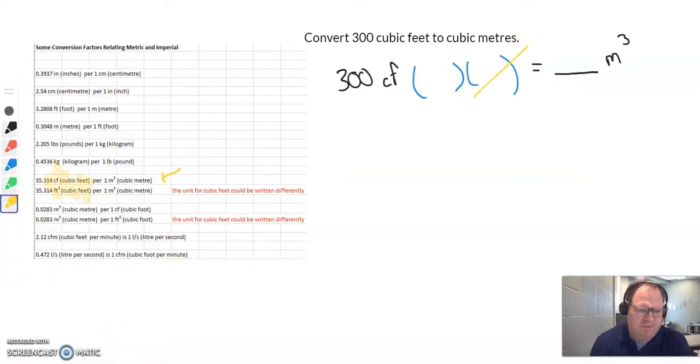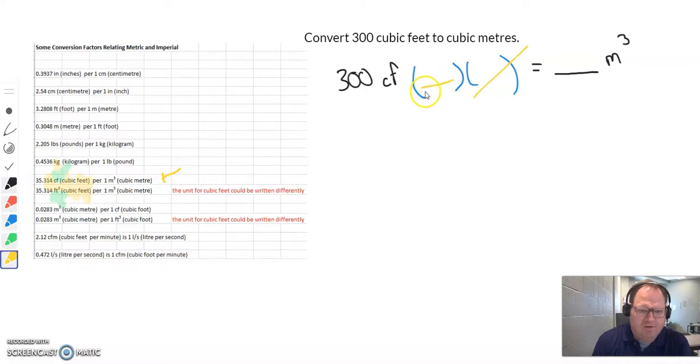They're both the same, it's just that this one is in cubic feet and this one is in feet cubed. They're both exactly the same dimension. So now I plug it in.